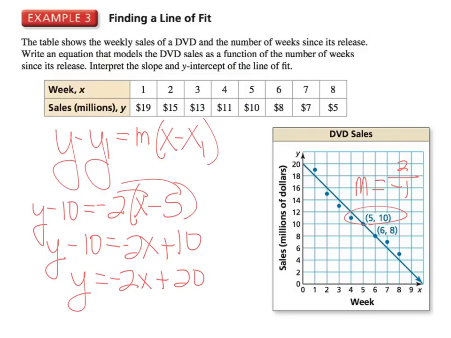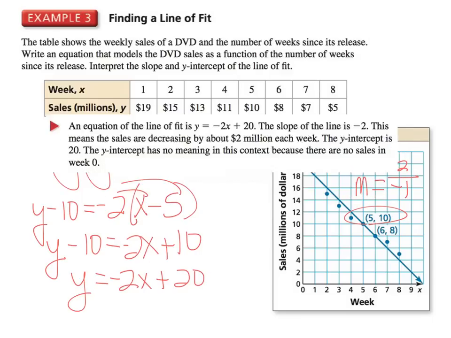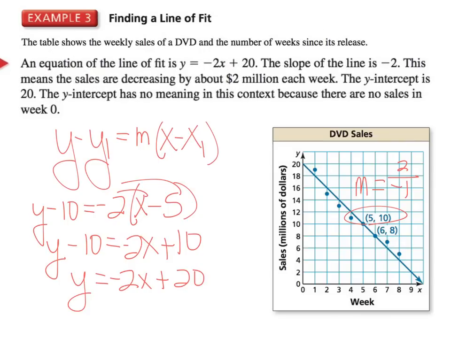Well, what does it mean? You do it yourself. If you interpret the slope and y-intercept, what do you get? And be specific. Here it is. Here's your answer. The equation of the line, we already said that, y equals negative 2x plus 20. The slope of the line is negative 2. What does that mean? It means that sales are decreasing about $2 million each week. You've got to be descriptive. The y-intercept is 20. The y-intercept has no meaning in this context because there are no sales in week 0.